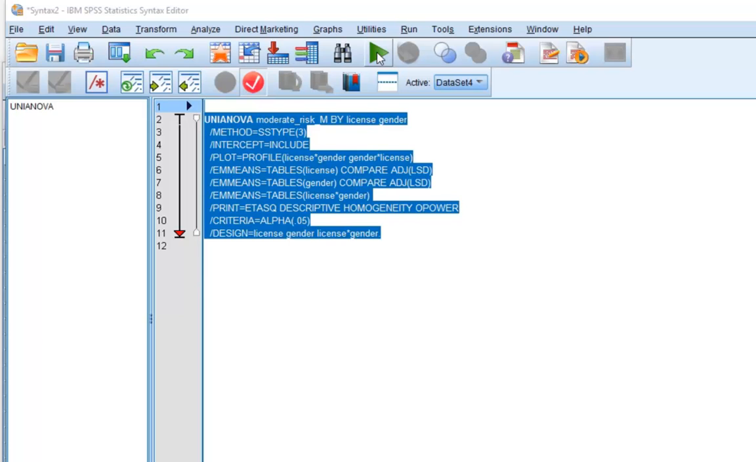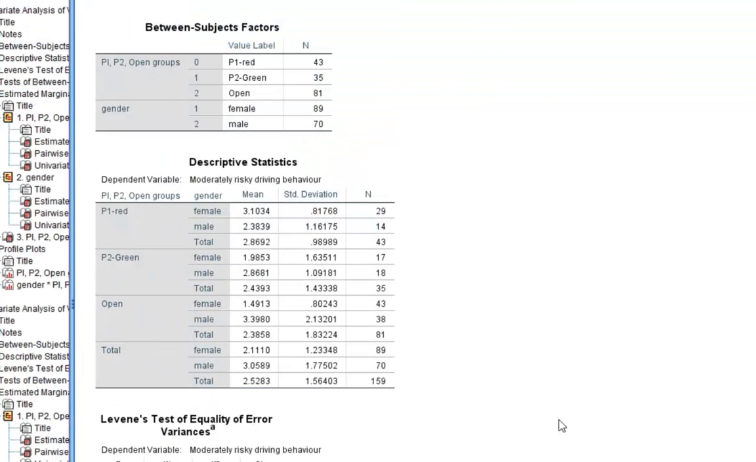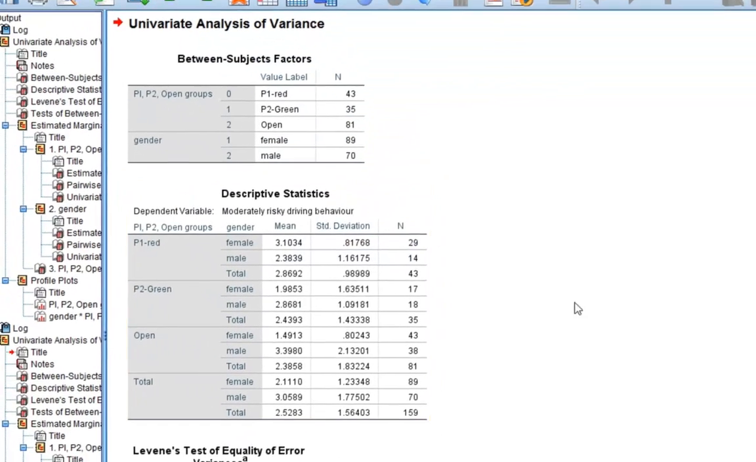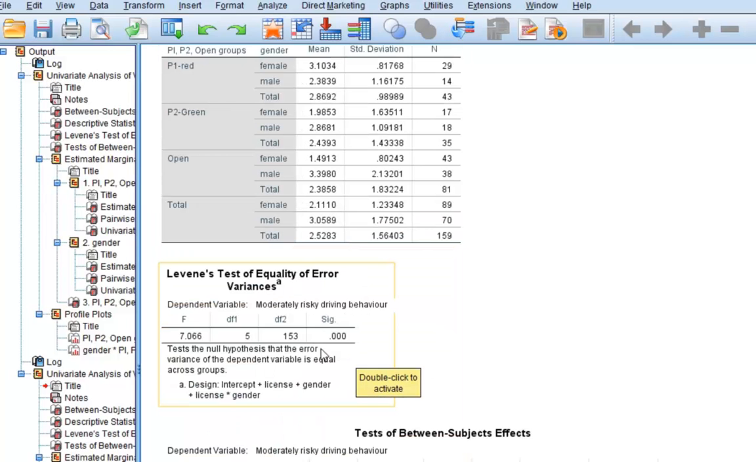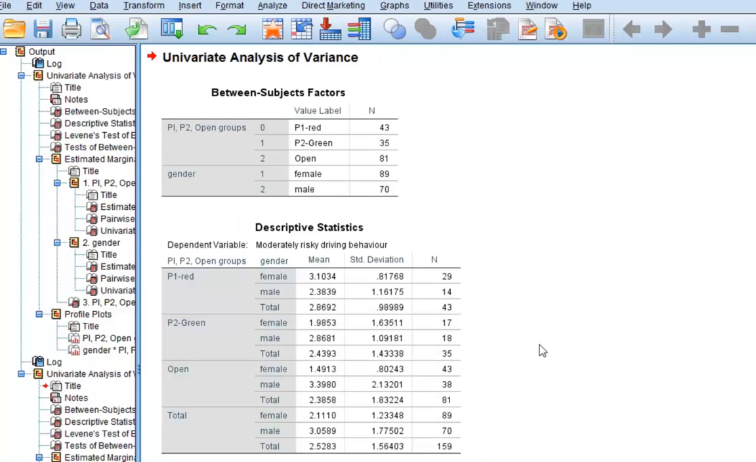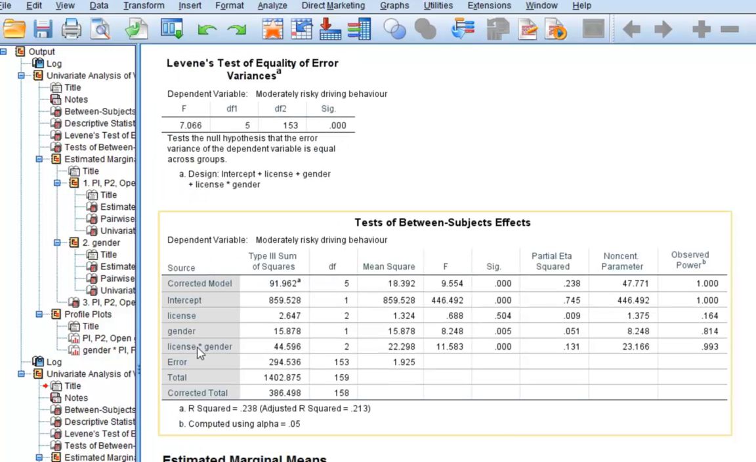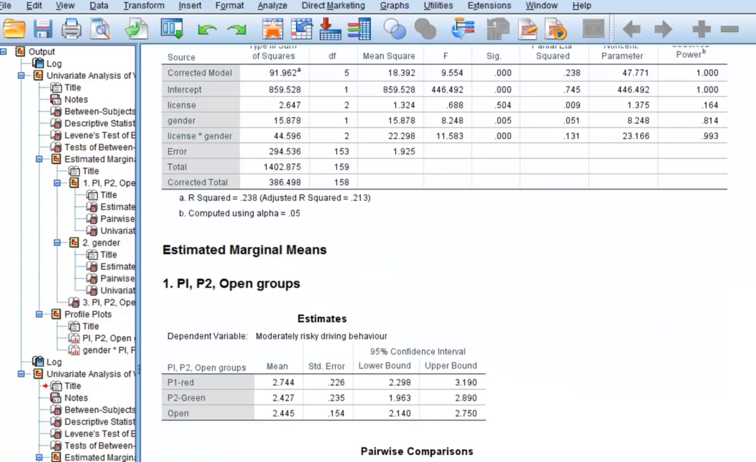I really am. Okay, I think I did. There we go. SPSS has got it. Says I've run it twice. Because I did. Okay, so between subjects, there's our descriptive statistics because we asked for that. Levene's because we asked for that. It's violated, which is not good. But okay, most important thing here in our test of between subjects effects, I do have a license by gender interaction, which I anticipated. Okay. So all my hypotheses said you should get that interaction.